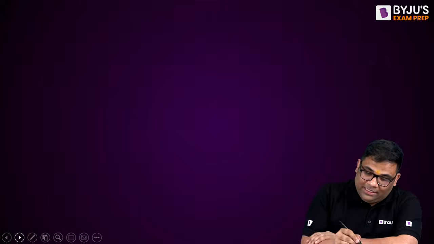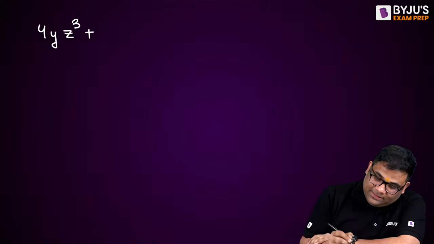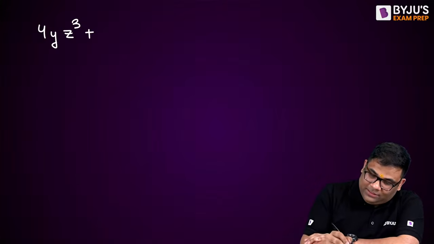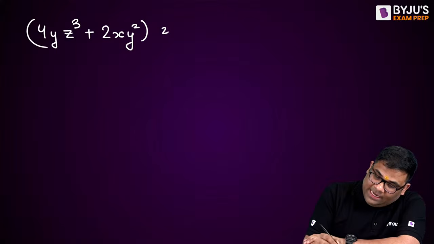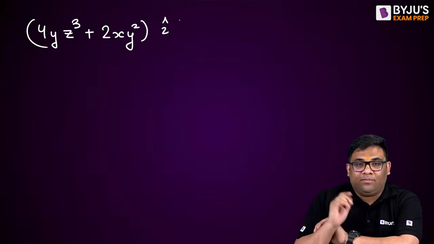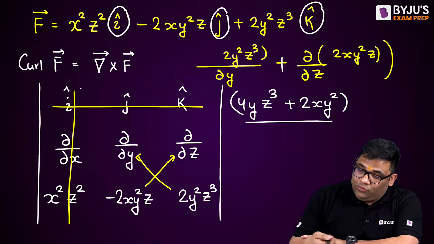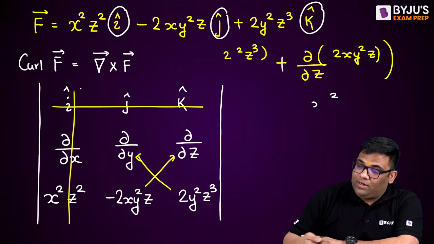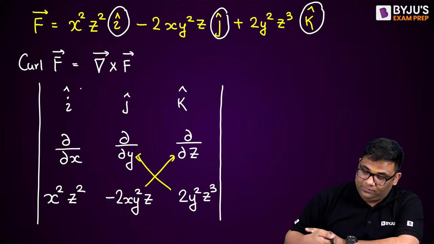So 4yz cube plus 2xy square i cap. So first I did the i cap part. Nice. Okay, somebody found out also. Okay. Next, let us go to what? j cap. Let us go to the j cap part.